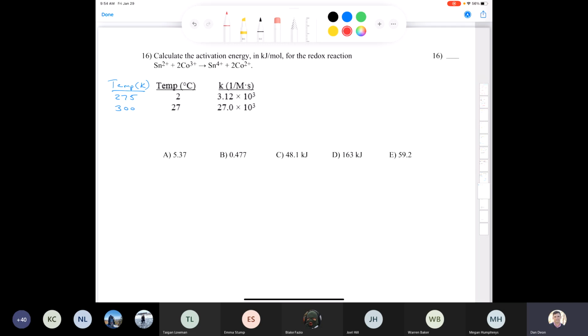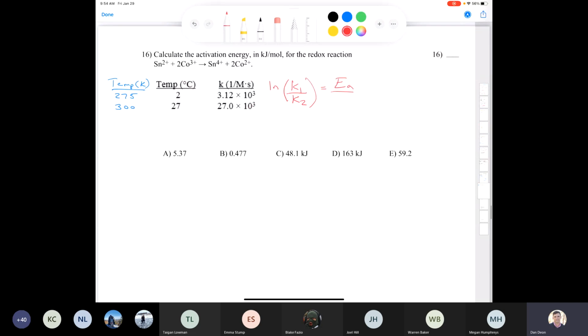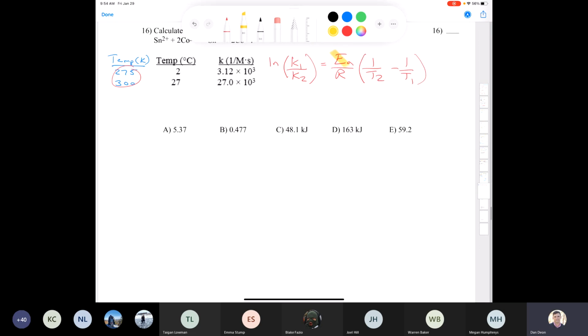So the formula I'm going to use will be the Arrhenius equation, ln of K1 over K2, we're given both of the Ks, is equal to EA, that's what we're looking for, over R, that's a constant, times 1 over T2 minus 1 over T1, we're given both of the temperatures, like that. So I have to rearrange this formula and solve for activation energy. All right, let's give it a shot.